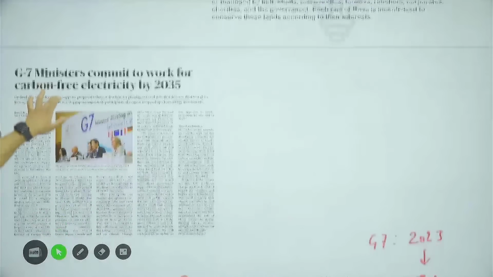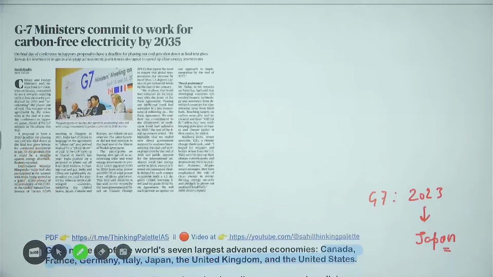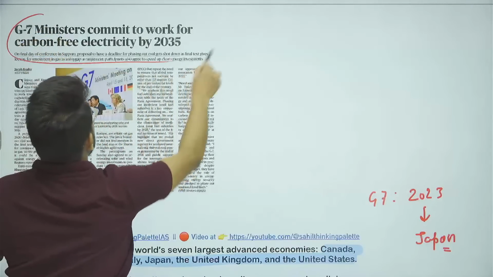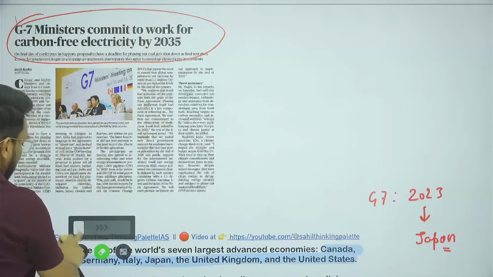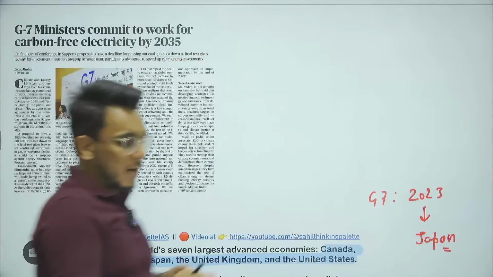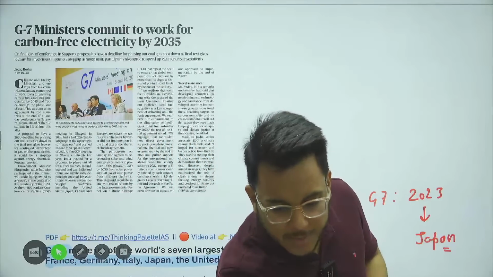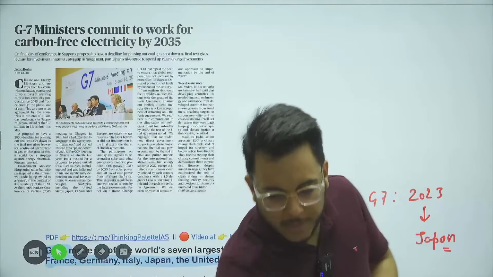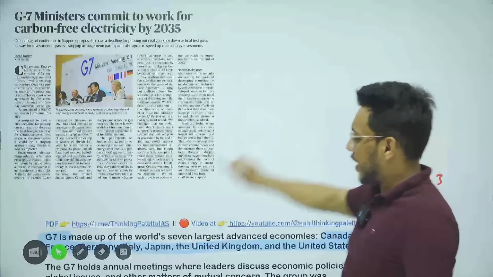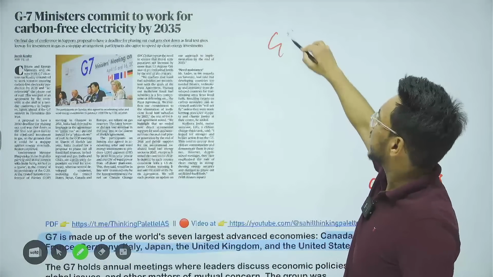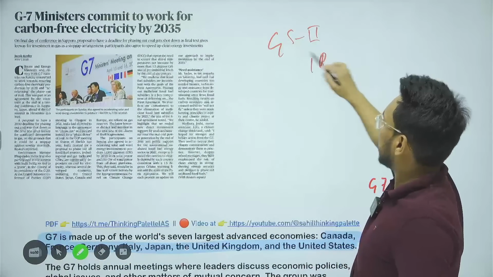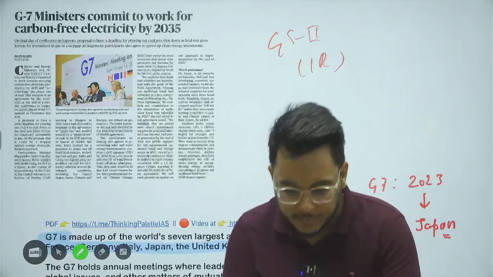Now, the next article: G7 ministers commit to work for carbon-free electricity by 2035. Let's start with this particular article now. This particular article, guys, we are going to see with respect to GS paper number 2, IR.